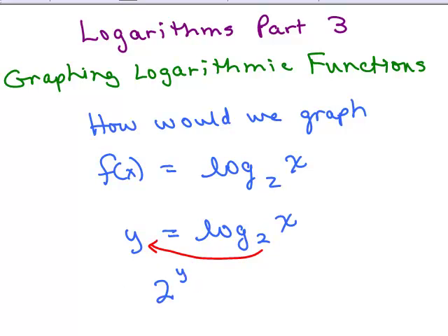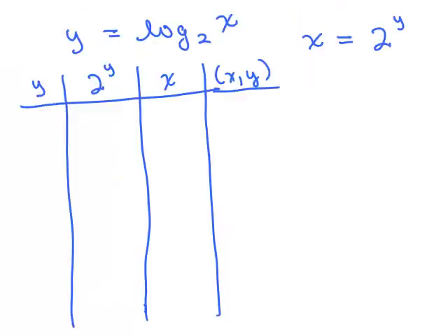Now, you could write 2 to the y equals x, or you could write x equals 2 to the y. I think that's easier for most people to see it written this way, x equals 2 to the y. But of course, 2 to the y equals x is exactly the same equation. So the question is, how are we going to graph x equals 2 to the y?